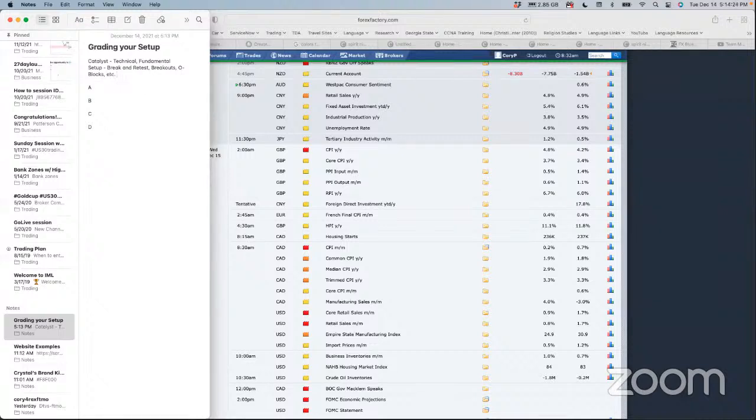So maybe instead of taking this trade with a large lot size, you would want to lower the lot size if it's something that you don't always have the best luck with, but you still like the setup, right? So that may be an opportunity for you to take the trade, but just lower your risk size.